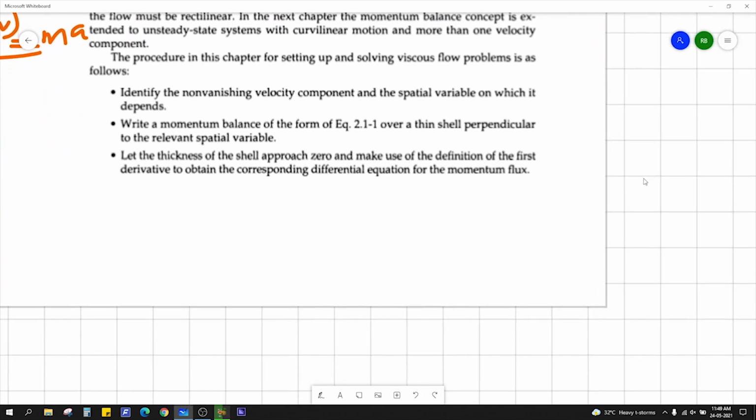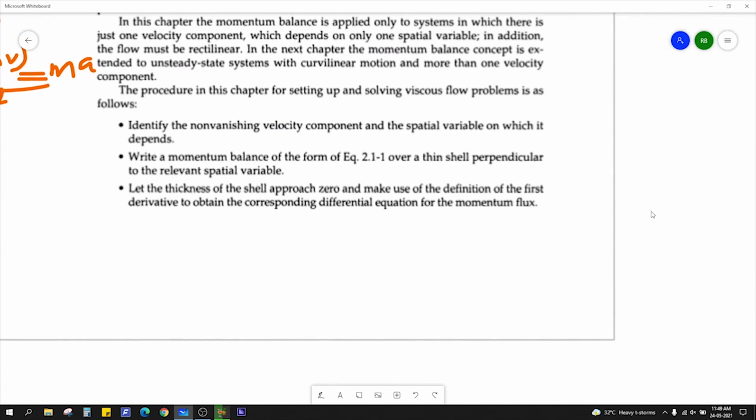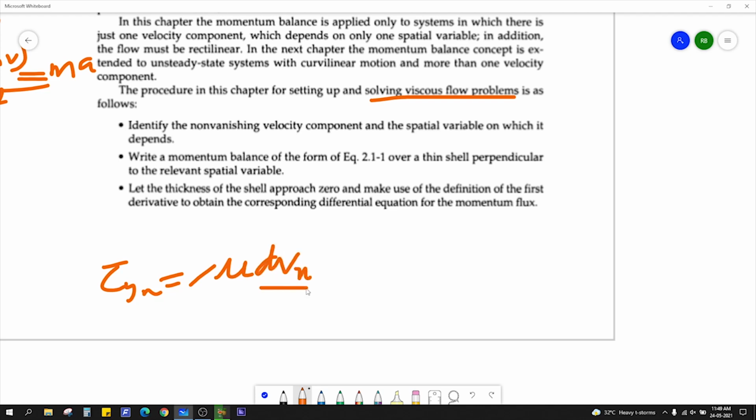There are a few steps to solve a flow problem. Okay, you can say viscous flow problems, because if there is no viscosity then there will be no momentum transfer, because you can see tau_yx is equal to minus mu dvx by dy. So if the fluid is not viscous, it does not offer any resistance, so there is no point of momentum transfer. So we are solving viscous problems, okay, which have some viscosity.